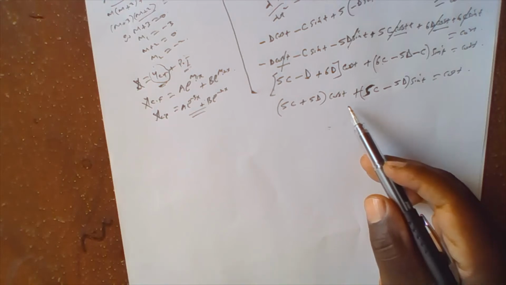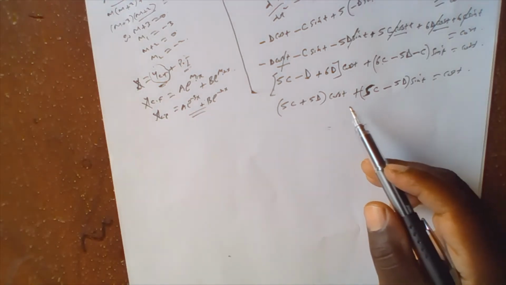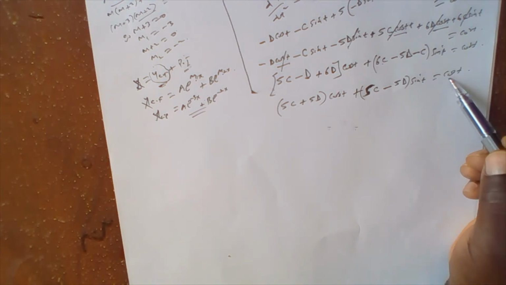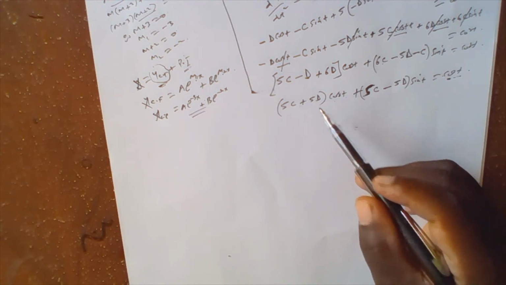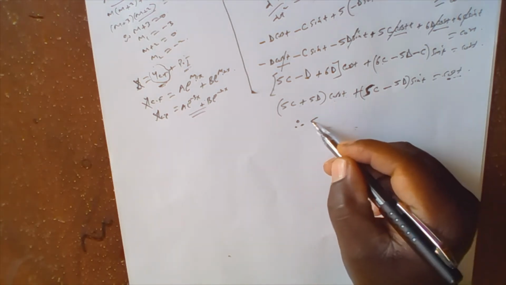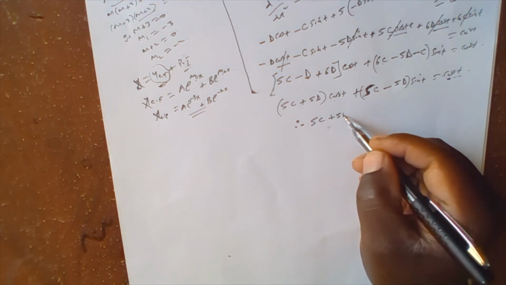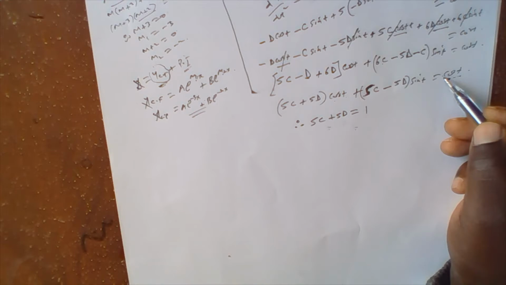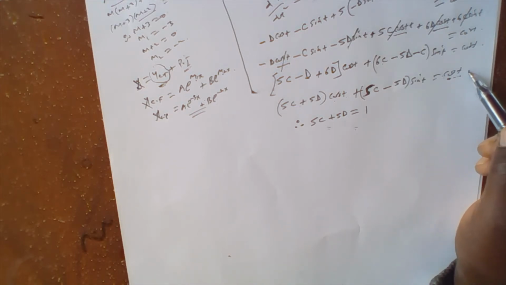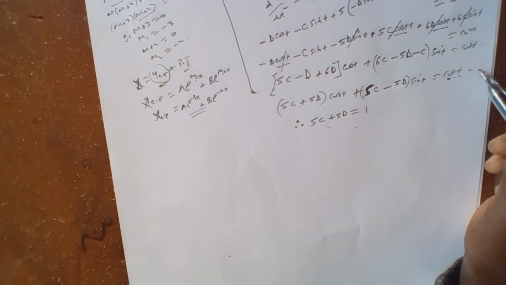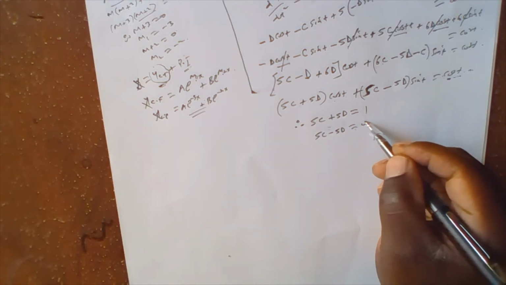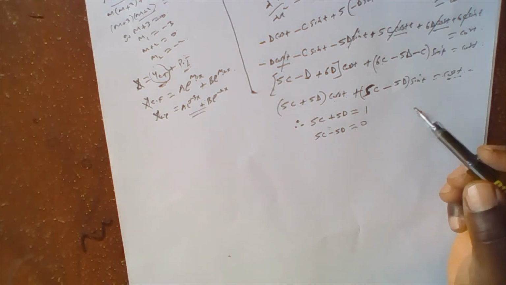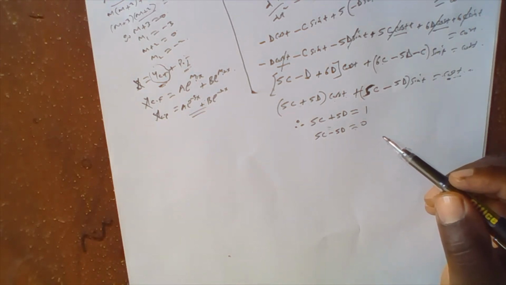Now we shall equate the corresponding coefficients of cos t. You can see that the coefficient of cos t here is 1, the coefficient of cos t here is 5c plus 5d. Therefore, 5c plus 5d equals 1. Because we don't have sine t on this side, the coefficient of sine t on this side is 0. Therefore, we shall have 5c minus 5d equals 0. So we can solve the two equations to get the values of c and d.